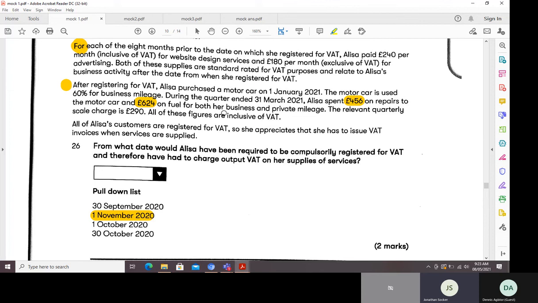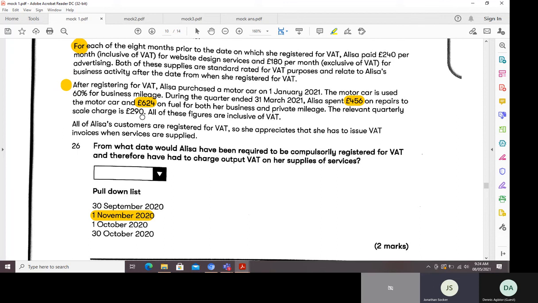So the question is about input VAT. The motor expenses here, we have the fuel expenditure and then the repairs. They are the motor expenses, and those are the figures we are going to use to calculate the input VAT. Normally, you see the quarterly scale charge that I'll be giving here. We use the quarterly scale charge to calculate output VAT. Now, the question was only asking for input VAT on motor expenses. So we'll not do anything with the quarterly scale charge.